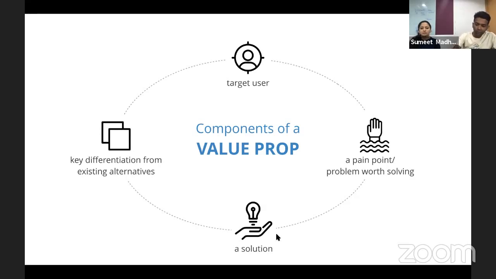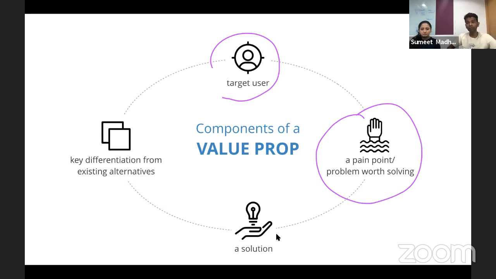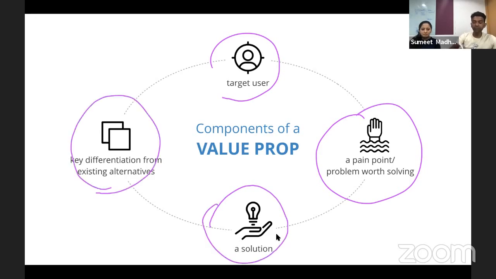There is obviously a definition of the target user, and that's why we went through the whole exercise of defining a persona. There is a definition of the pain point and the problem that we're trying to solve. And then there is a hypothesis. So here is a solution, and here's the differentiation from alternatives that exist in the market or are already available to the user, irrespective of the competition.